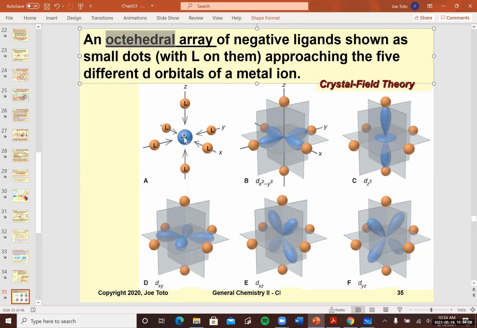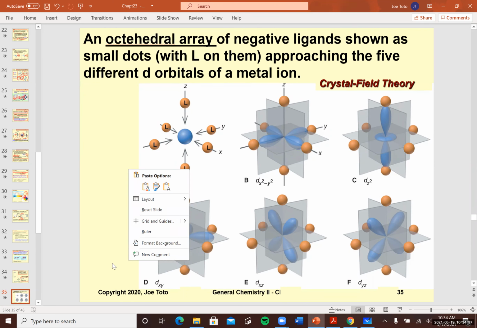Okay, so let's take a look at the electron density of the different orbitals, the 5 different orbitals you learned about in Chem 200. Remember, they were the dx squared minus y squared. We have the dz squared here, and then the dxz, the dxy. Let me shut this window. And lastly, the dyz. Okay.